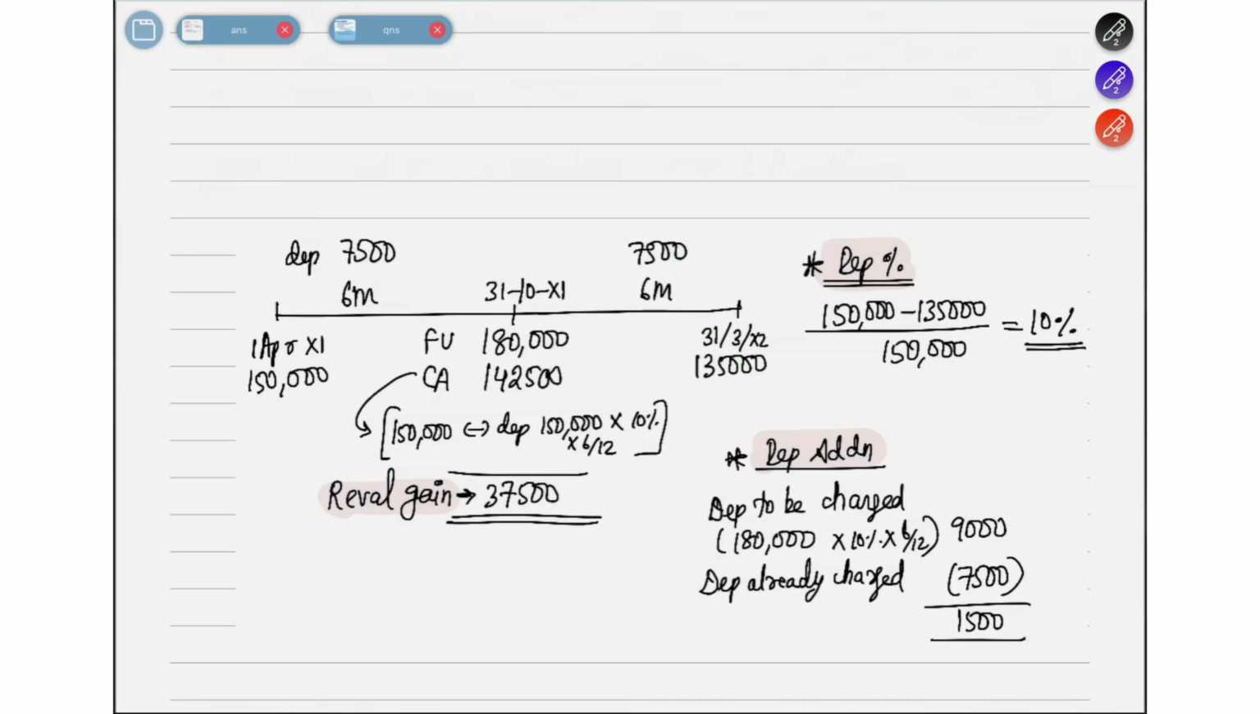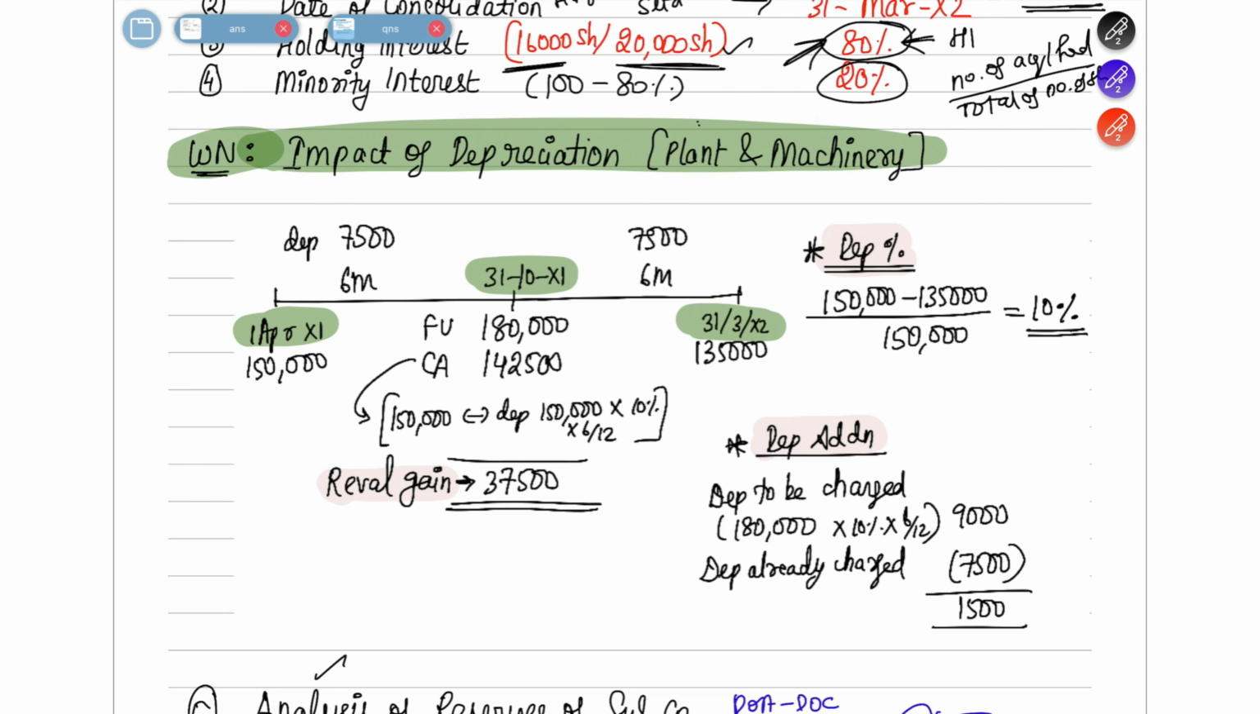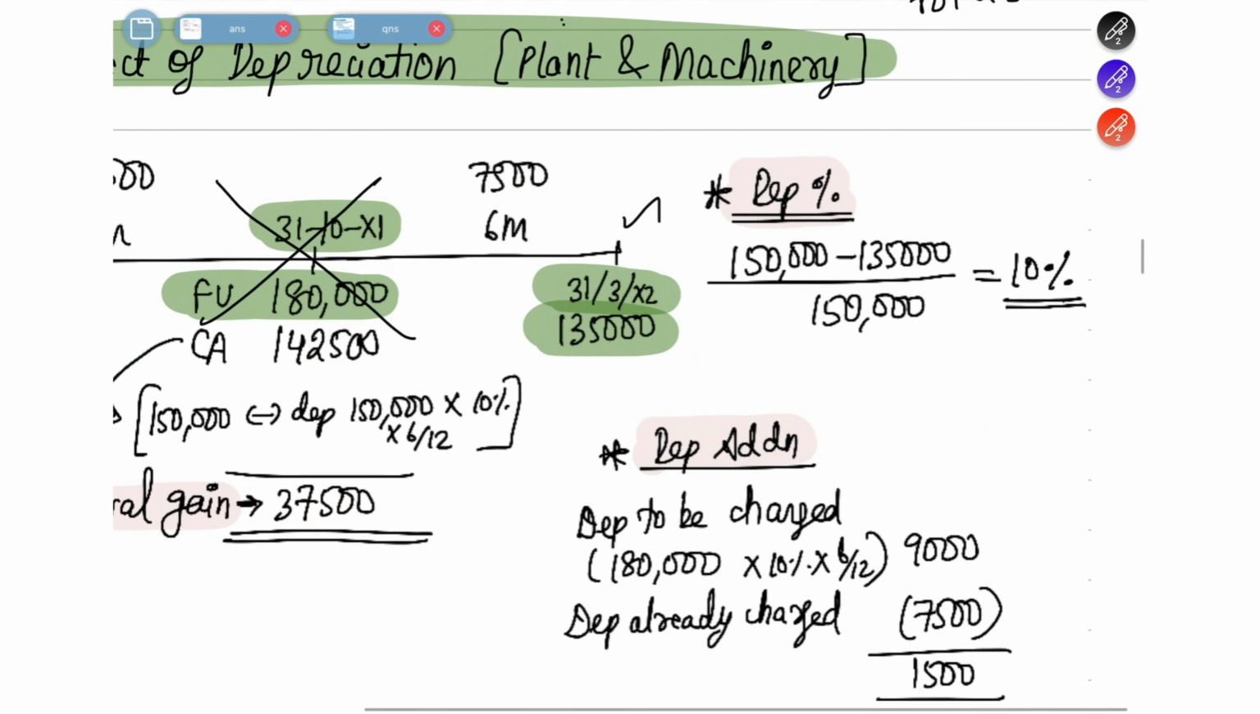Okay. So here we had read that a format for impact of depreciation can be prepared. So that is what we are going to prepare now. We are going to prepare a working note for impact of depreciation. So this is the year start 1st April, then you have 31st October, which is the date of acquisition, and 31st March, which is the date of consolidation. They are saying that on 1st April the machinery was worth 1,50,000. On 31st October the fair value was 1,80,000, and on 31st March it was 1,35,000. So for now you are going to ignore this. You are only going to keep this and this in mind and first find out what is your depreciation percentage.